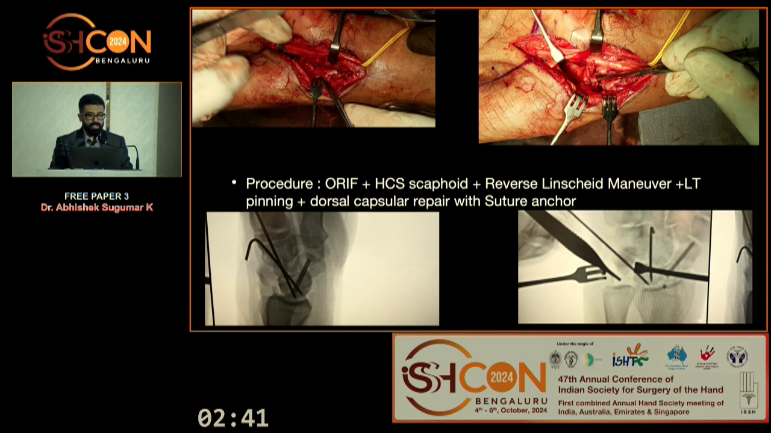Similar approach. This is an ORIF with Herbert screw for the scaphoid and something we call the reverse Lynch-Shield maneuver, the capitolunate pinning that helped us get the scaphoid back in length, followed by a dorsal capsular repair and a dorsal approach screw fixation for the scaphoid. The dorsal capsule was repaired with a suture anchor, as seen on the AP film.